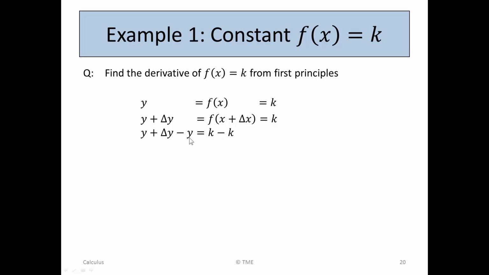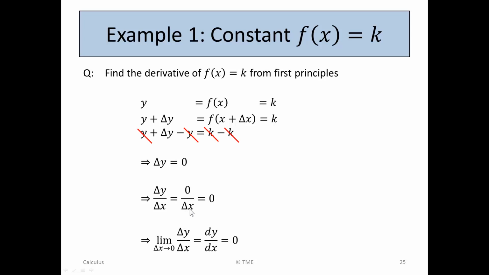y plus delta y minus y, subtracting the first line from the second, we get k minus k. Cancelling, we get delta y is 0, and dividing by delta x, we get delta y over delta x is 0 over delta x, which is 0. And at the limit, when delta x and delta y get very small, delta y over delta x is called dy/dx, and that is equal to 0.